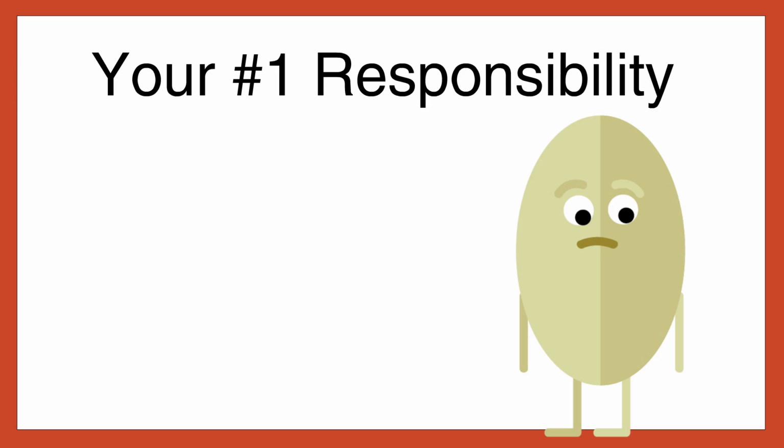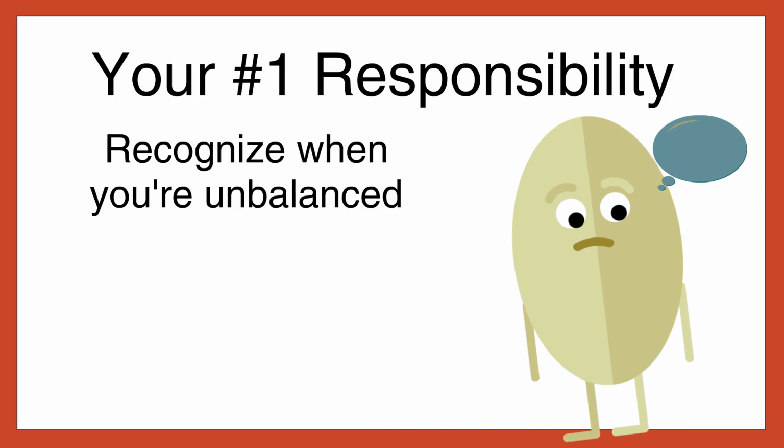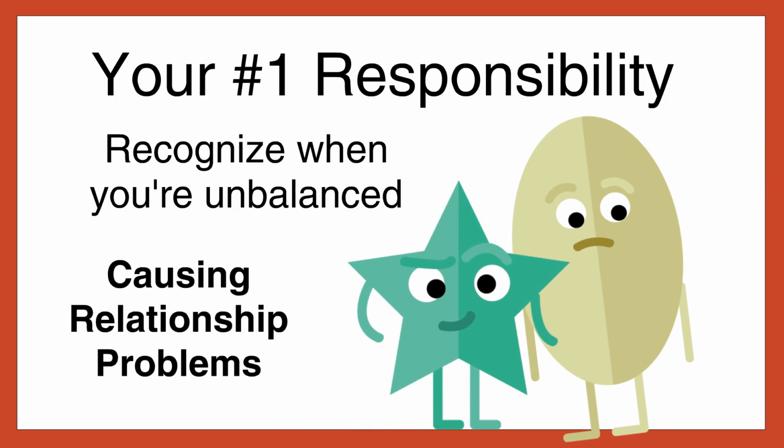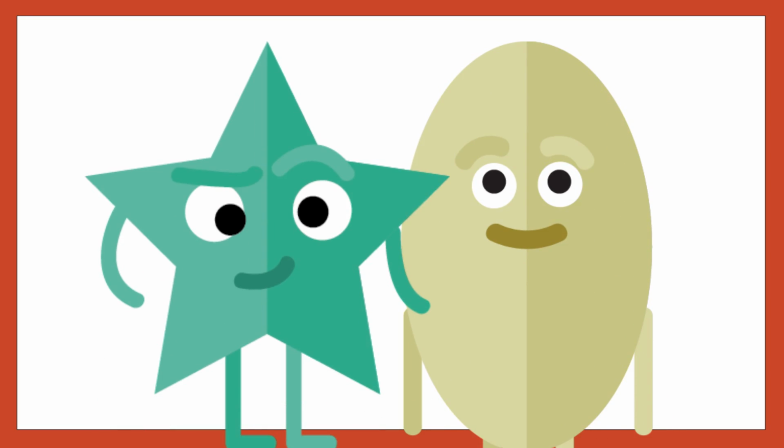best. And this is your number one responsibility, to monitor and check your own thinking and behaviour, to recognise when you're out of balance, when you're thinking negative thoughts and causing or worsening your relationship problems. This formula is going to make being mentally and emotionally balanced and mature and having healthy relationships very simple.